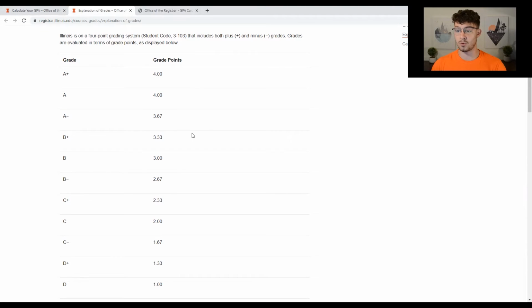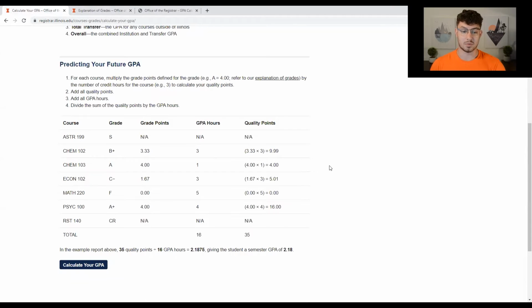So it's extremely important when you're doing your calculations to put in the correct grade points associated with the letter grade that you received or plan to receive in that course. So going back to the example that was provided, we see grade points for Chem 102, 3.33 because it was a B+ in the course. We have 3 GPA hours. And so to calculate our quality points, it would be that 3.33 times the 3 GPA hours to get 9.99.